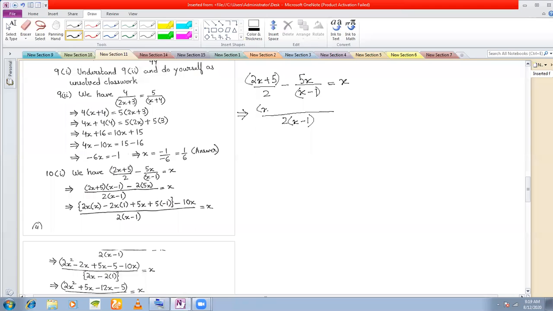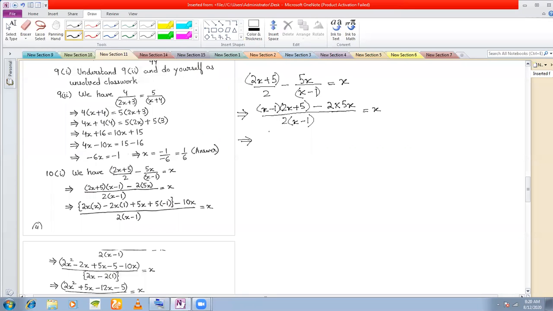This will be (x minus 1) into (2x plus 5). Remember I told you how to take the LCM? I hope everyone remembers. Now 2 into (x minus 1) divided by (x minus 1) will simply give you a 2. So this will be 2 into 5x is equal to x.